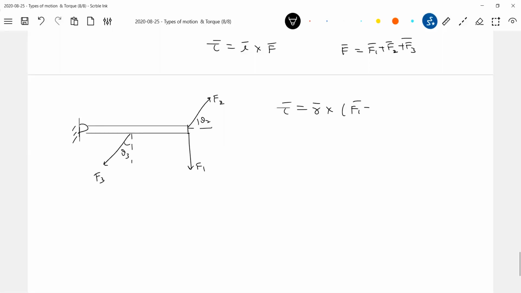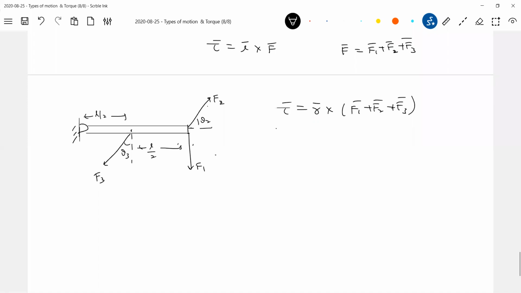Sir, I'll calculate F1 bar plus F2 bar plus F3 bar. I think this is not applicable. Any reason for that? The point of application of F1 and F2 is the same, but the point of application of F3 is different. So R will be different for these. R1 bar will be L, R2 bar will be L. What about R3 bar? Let it be L by 2.